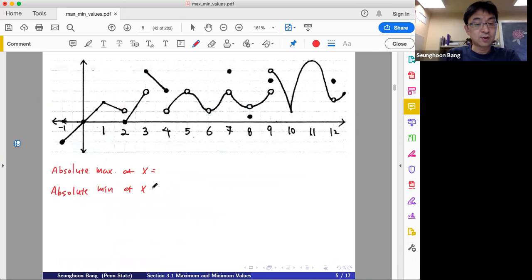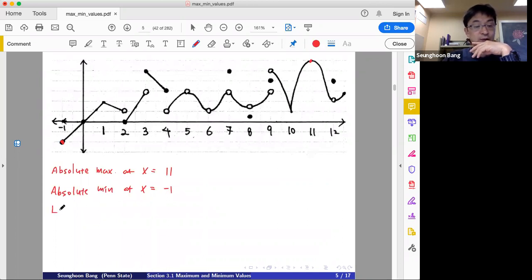At x values. What's your first question? What's the x value for finding the absolute maximum? Which one is the highest point? What do you think? Yes, 11 is the highest point. It's good. What's the lowest point? Yep, here, -1, yes, lowest point.